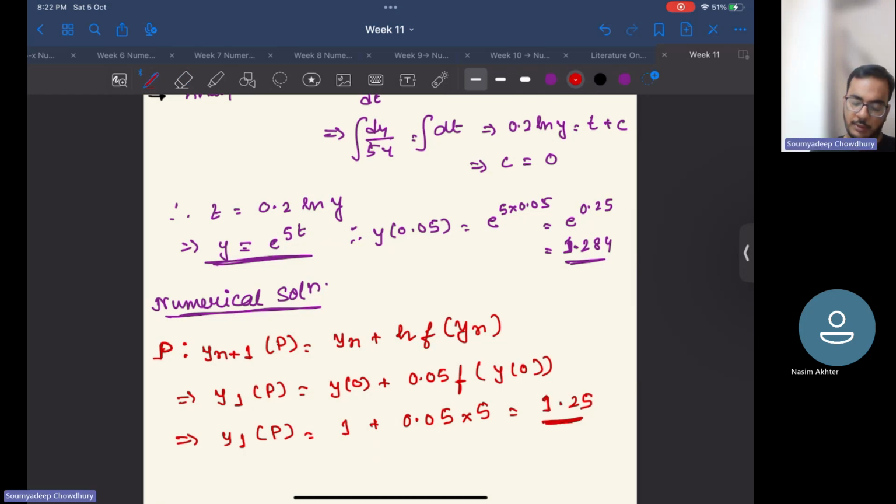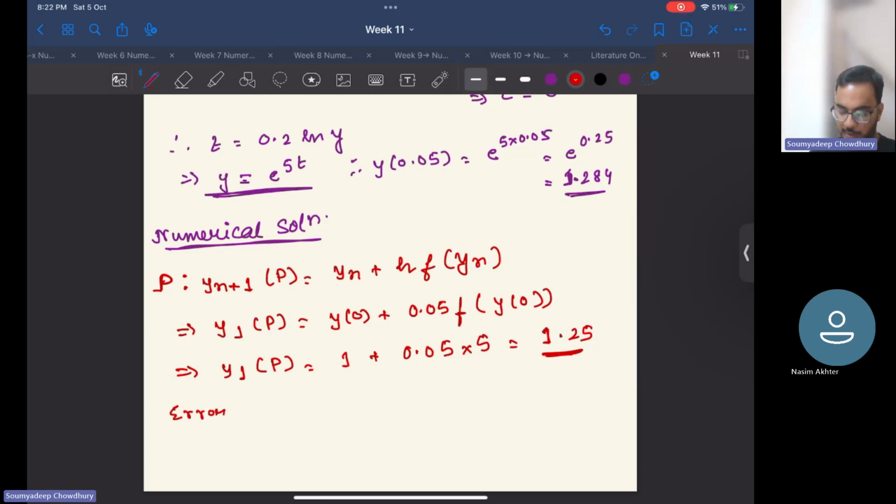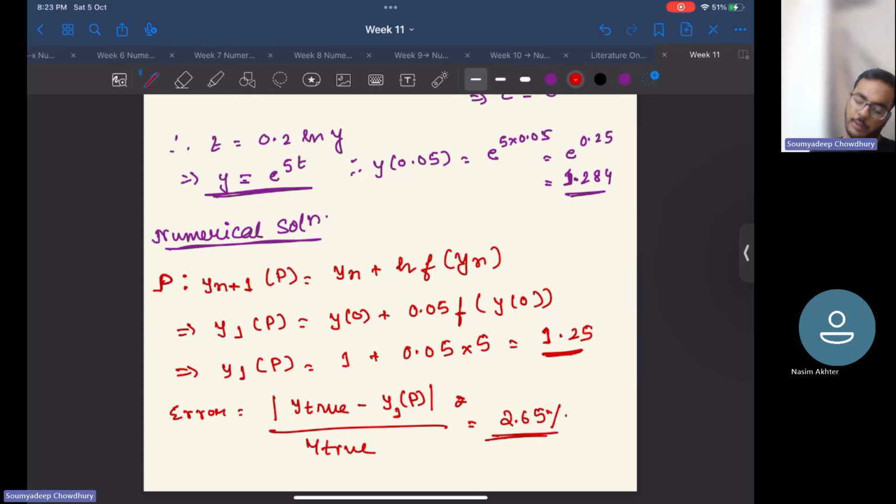So you can see the true solution was 1.284, right? And your predicted solution is 1.25. So it is near the true solution, but error is there. What is the order of the error? It is basically y true minus y predicted. If we find the percentage of error, it is 2.65%. So we want to make it more accurate. So what we do is we use another implicit technique here.